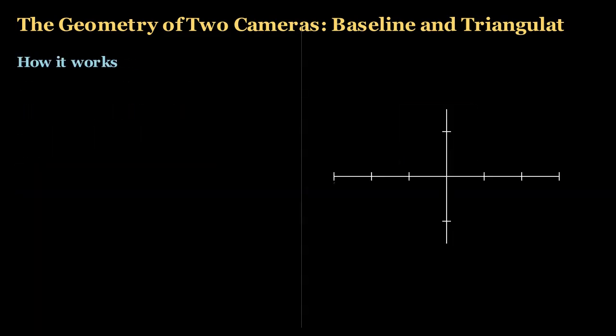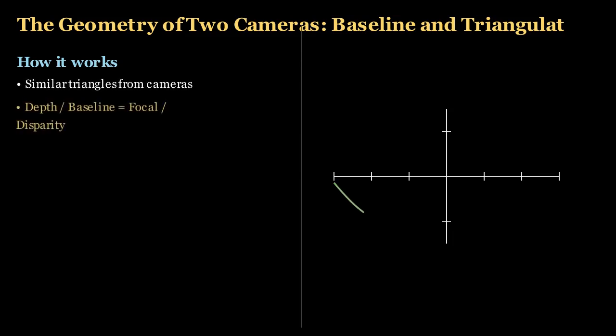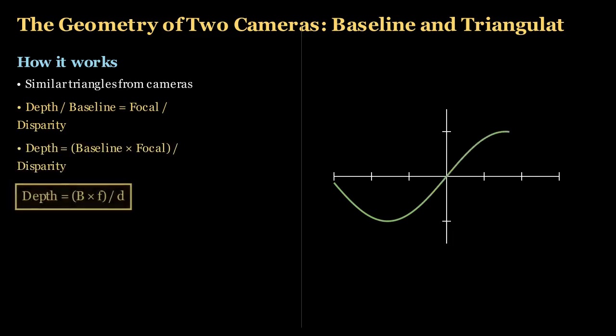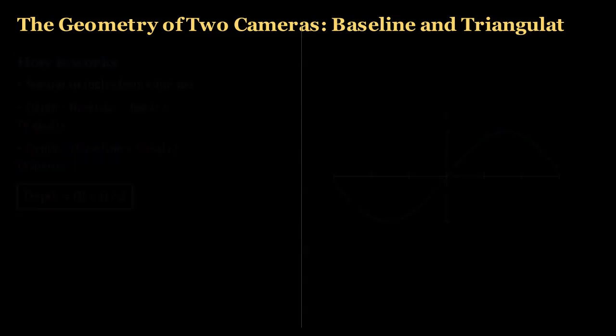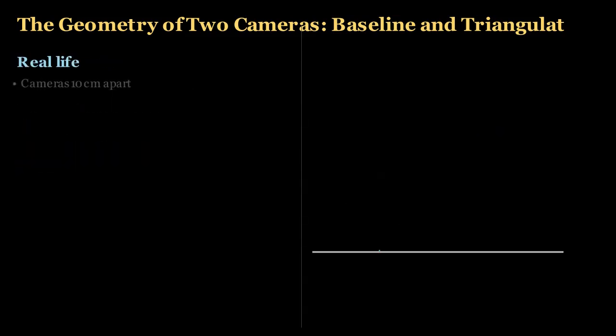We use similar triangles. One triangle is formed by the object and the two cameras. The other is formed by the image points on the sensors. The ratio of depth to baseline equals the ratio of focal length to disparity. Rearranging gives depth equals baseline times focal length divided by disparity. Let's measure a toy 25 centimeters away.